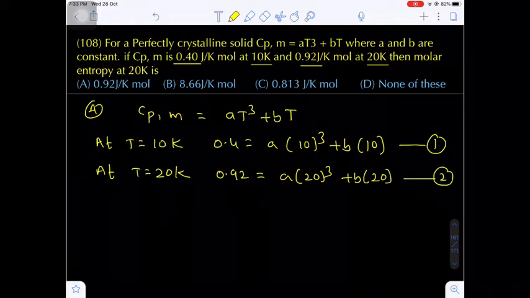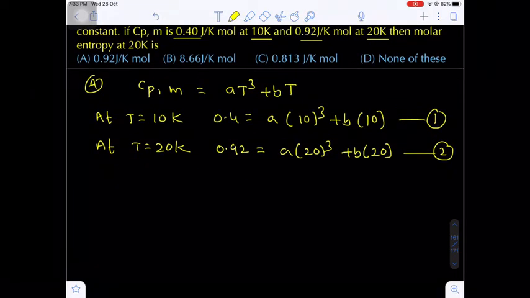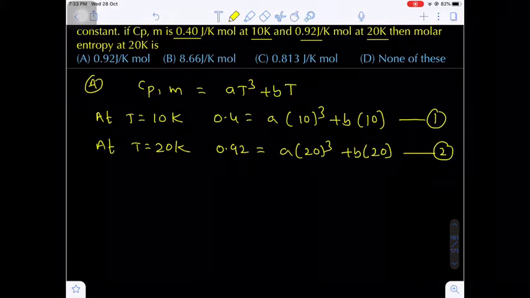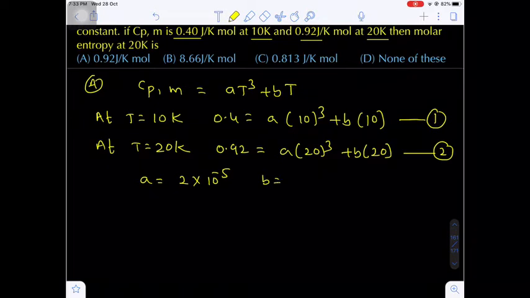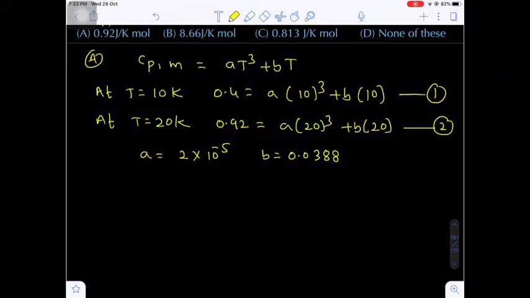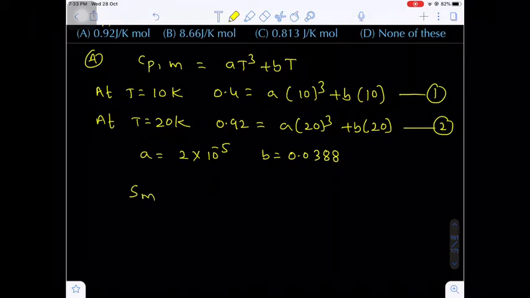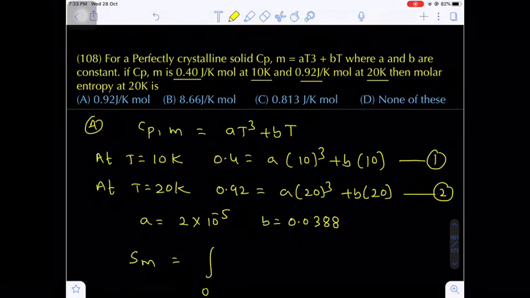So there are two unknown variables and two linear equations. By solving 1 and 2, we can find the proportionality constants A and B. From equations 1 and 2, the A value will be 2 into 10 to the power minus 5, and the B value will be equal to 0.0388 after simplification. Are you getting my point? Now we have to find the molar entropy, which will be equal to the integral from 0 to, where we have to find it, 20 Kelvin.